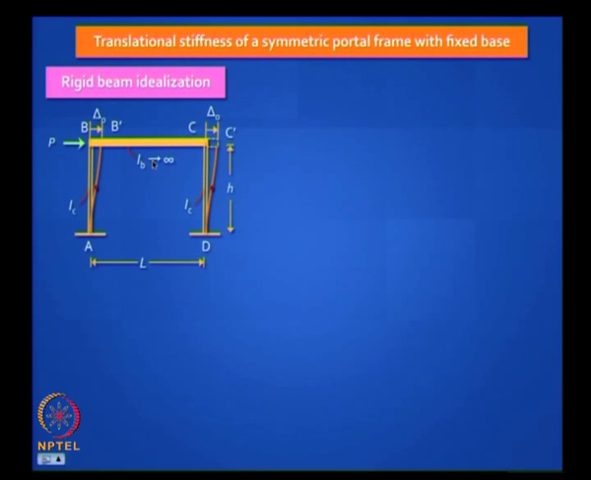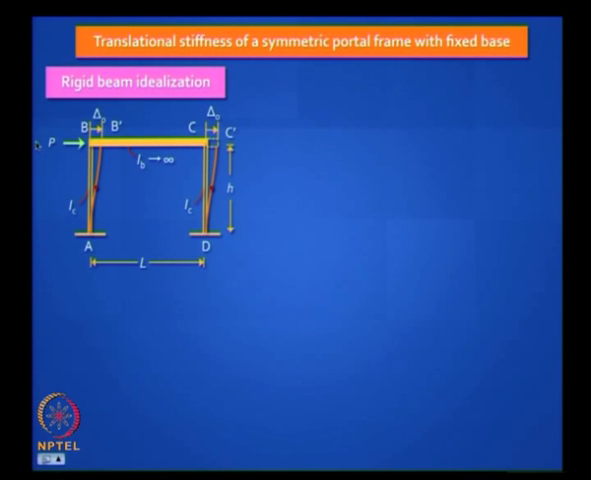If IB is infinite, it will just slide horizontally, and this is fixed on top, fixed here, it's kind of guided roller here, guided fixed. So the slope there is 0, the slope here is 0. Do you agree that this point of contraflexure will be in the middle?